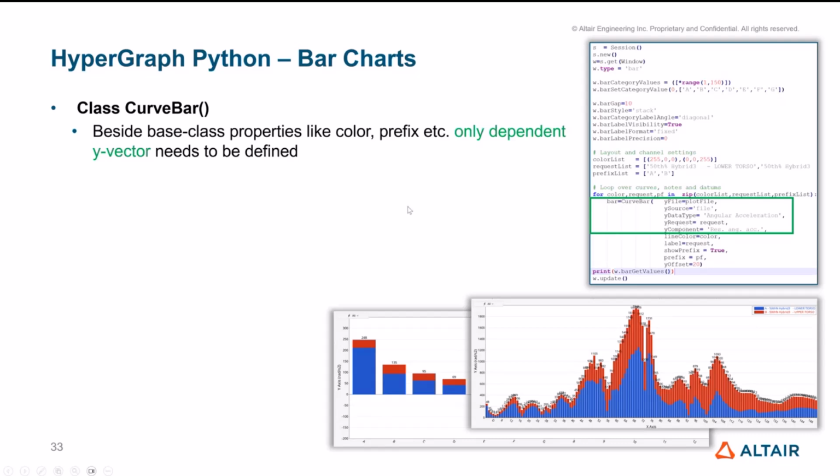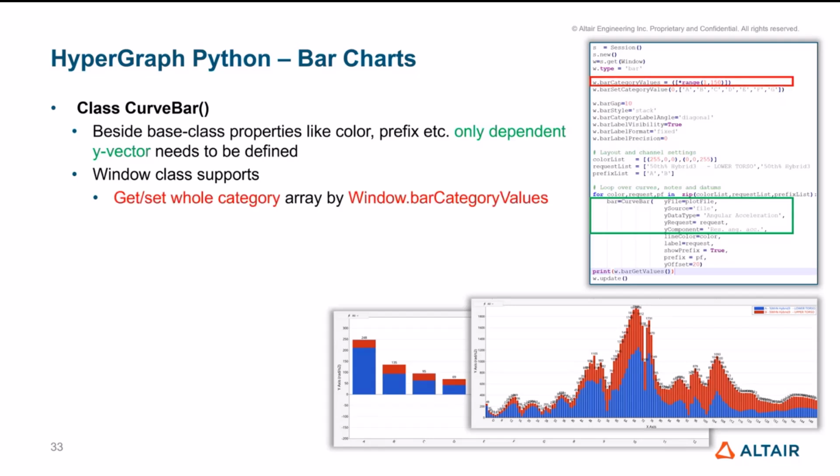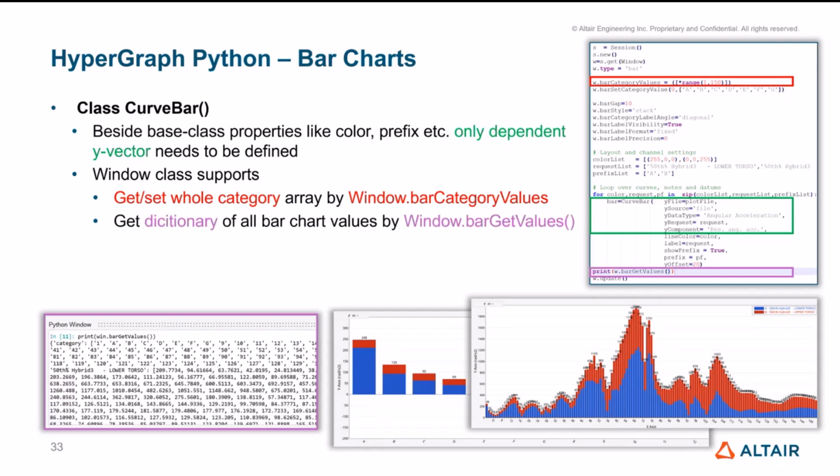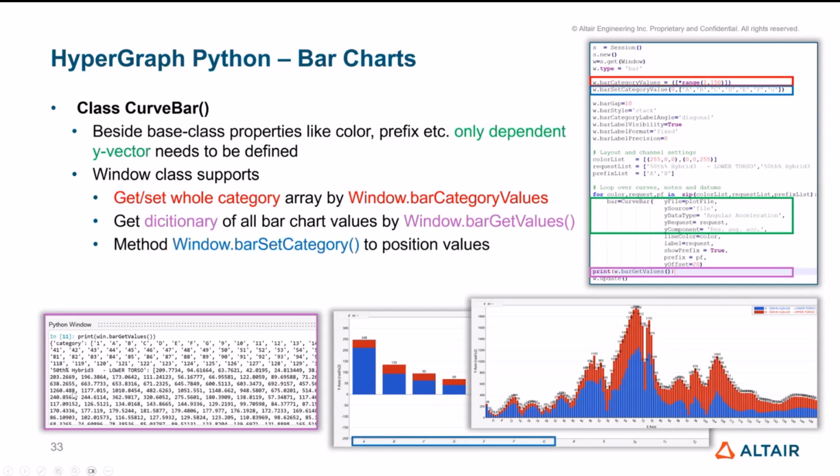And here you will see the window class supports the categories. So on the window level, if the window type is of type bar, you have all the bar functionalities. So bar category values you can get and set with a string array in one shot. You can get a dictionary. We introduced this so that you can get bar values from the window level. You get the category values with the list of strings of the categories, and then you get for each curve the value settings.